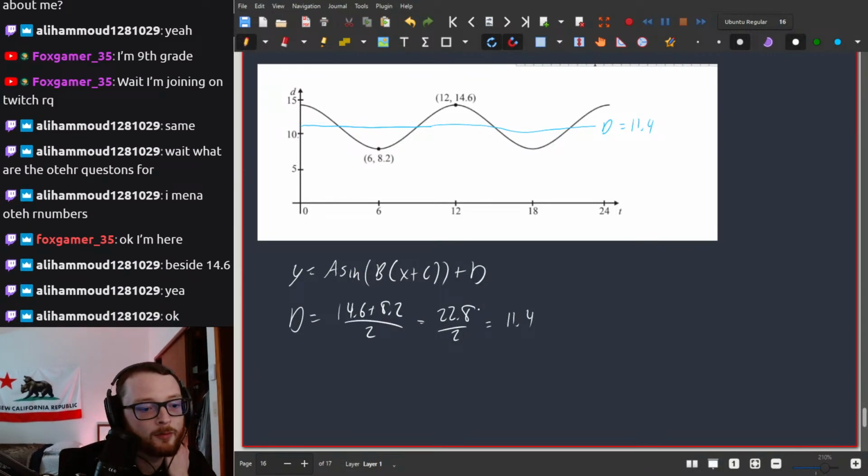Okay, and then for A, again, it's the same thing. We take the distance from D to either a peak or a trough, whichever one your heart desires. I'm going to do a peak. So 14.6 minus 11.4 is 3.2. Okay.